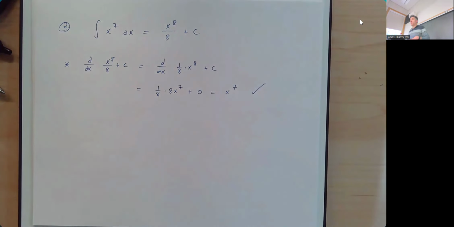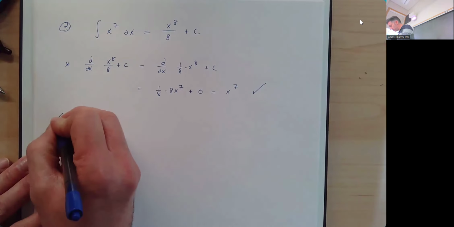We don't have to do this work of checking, right? If you are confident that you did the right thing in the first place, you don't have to go take the derivative of it to make sure that you got back to where you started. But in the beginning, it's a good idea to be like, oh yeah, the thing we're doing actually is the right thing, because if we take the derivative, we do get back to where we started.